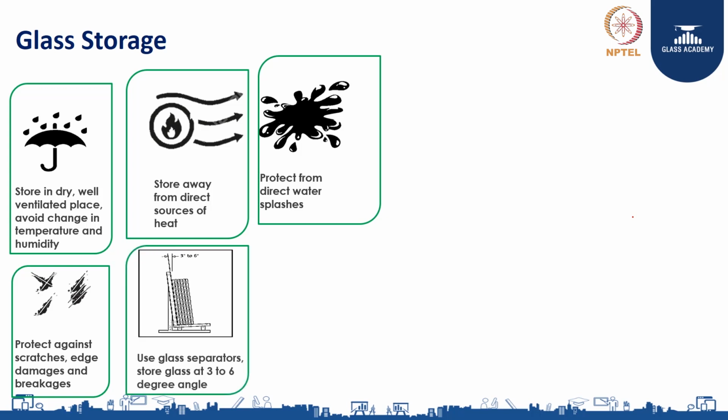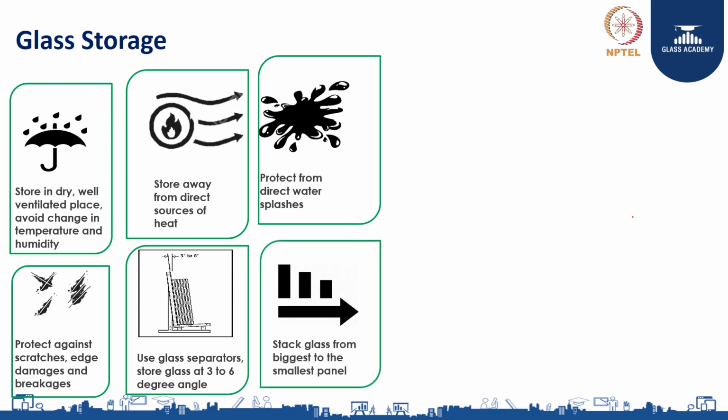Use glass separators to store the glass. For example, if it is a big parent pane, the float manufacturer has already sent it with Lucite powder, which is separol powder, so the panes can be separated at the time of cutting, or if you want to move them to different places. You can use an L-rack system with the separator for stacking purposes. And stack the glass from the biggest to the smaller.